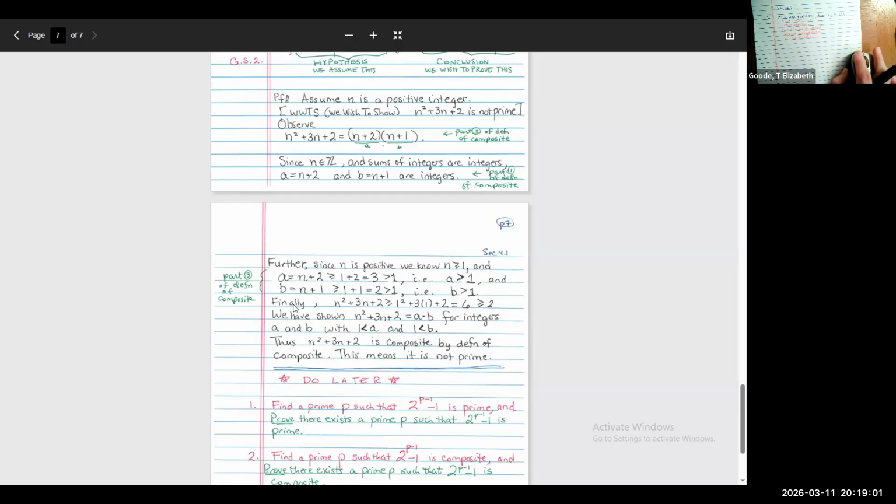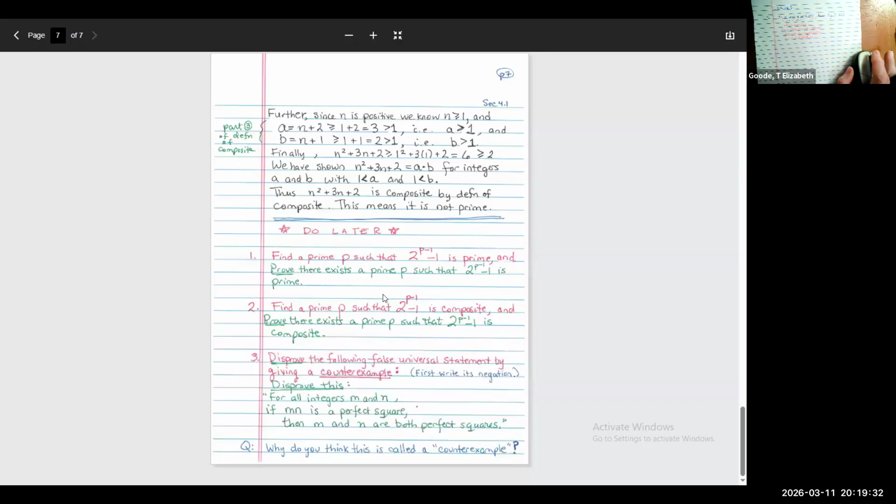And then we can go back and say, oh, that means n squared plus 3n plus 2 is bigger than or equal to 1 squared plus 3 times 1 plus 2, which is 6, and that's definitely big enough. So it's composite, and that means it's not prime, because a number cannot be both prime and composite. A number that's bigger than or equal to 2 is classified as either prime or composite. So these are examples of proofs that are written up that you can refer to, and that's just from last Thursday. And I gave you some due later problems.